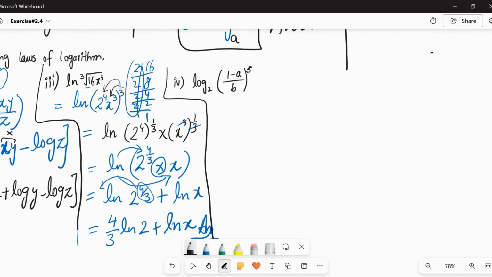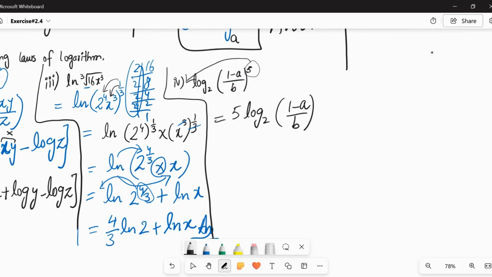Part 4 is given log with base 2 and power is 5, and the term is (1 minus a) divided by b, right? So first of all you will apply the power rule. This 5 will shift before the log, and you'll write it like this: 5 log base 2 of (1 minus a) over b. Okay, now what will be the next step?